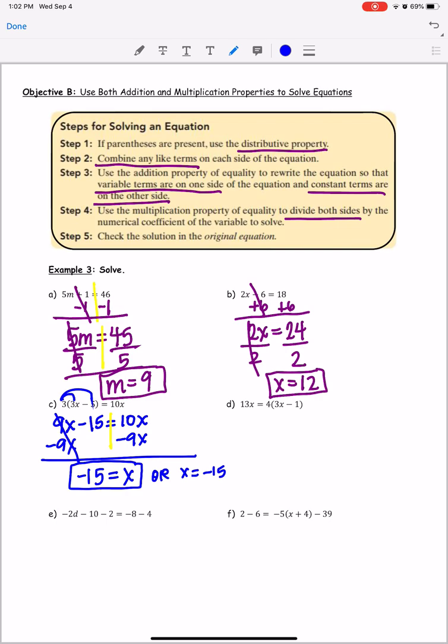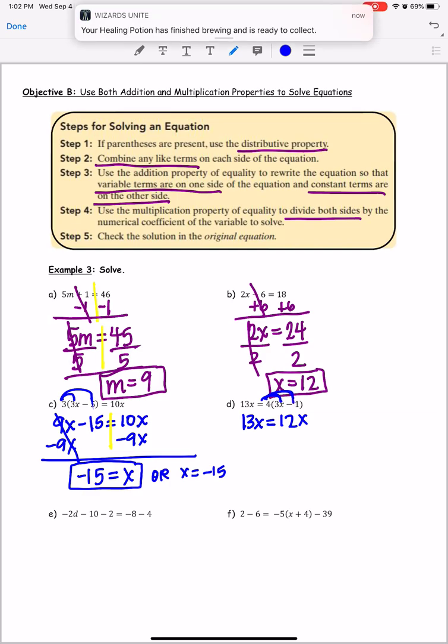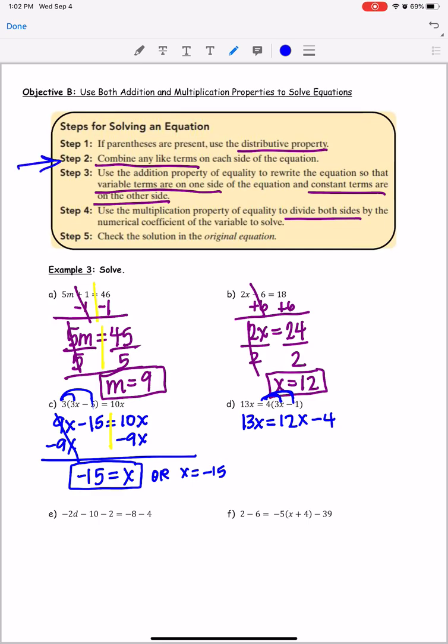D is very similar. Step 1, distribute. So I'm going to bring down my 13x equals, and I'm going to distribute this 4 to everything in my parentheses. So 4 times 3 is 12x, and 4 times a negative 1 is negative 4. I don't have anything to combine. We cannot combine these two here. One has an x and one doesn't.